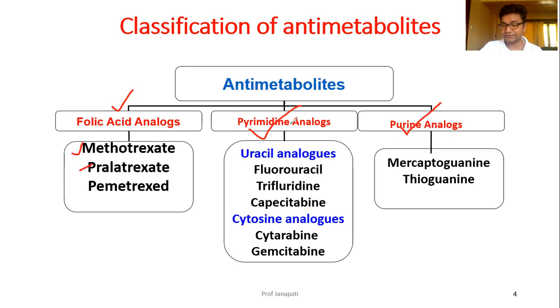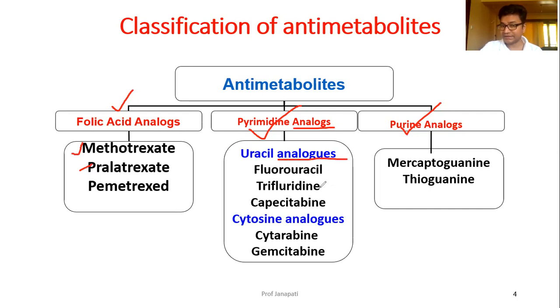Then pyrimidine derivatives. Naturally, pyrimidine derivatives are uracil, cytosine, thymine. There are no thymine derivatives especially used in cancer. Thymine derivatives are not widely used in cancer. Now, uracil derivatives or uracil analogs, the spelling you can write this or anything. Both are the same, correct.